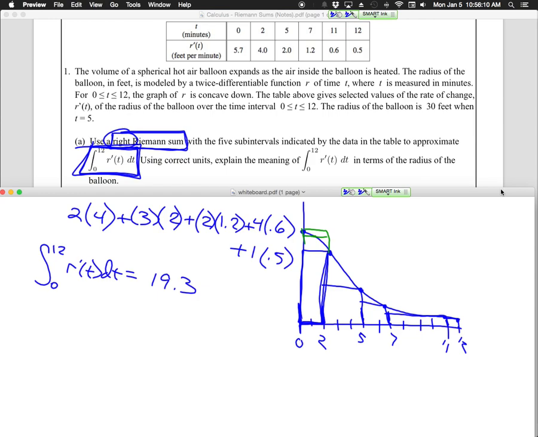Now, what about my units on that 19.3? What would my units be and why? What is it? Feet per minute? No.